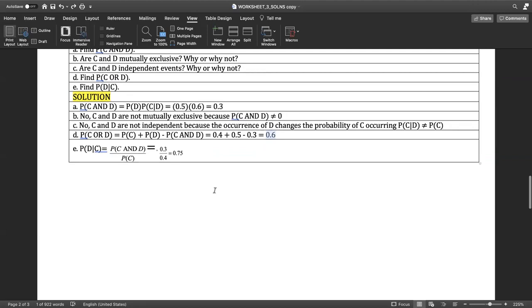Okay. All right. Now let's use the multiplication rule again to find this probability in part E. Part E is find the probability of D given C. Okay, now the probability of D given C, here we can use the multiplication rule and note that the probability of C and D is the probability of C times the probability of D given C.